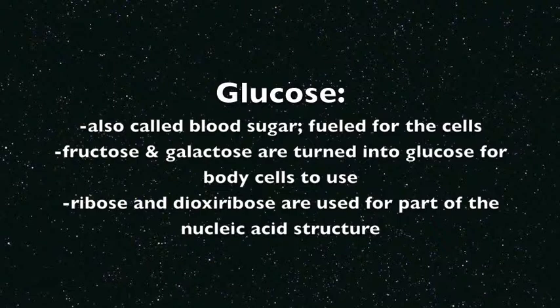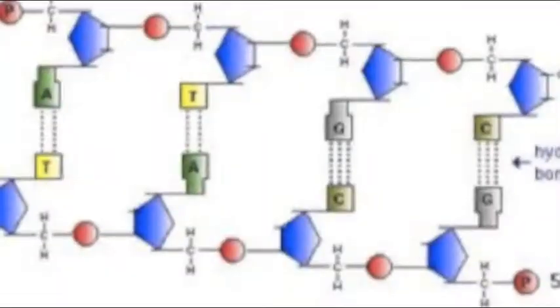Glucose is also called the blood sugar because it fuels the cells. Fructose and galactose are turned into glucose for body cells to use. Ribose and deoxyribose are used for the nucleic acid structure.